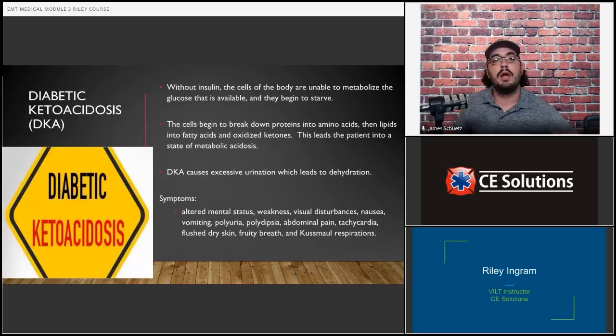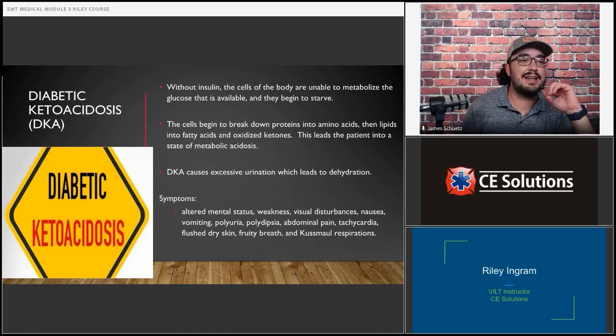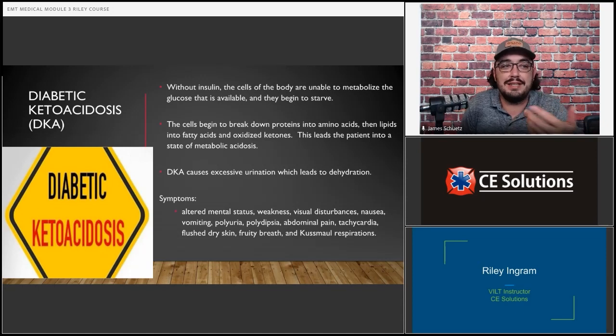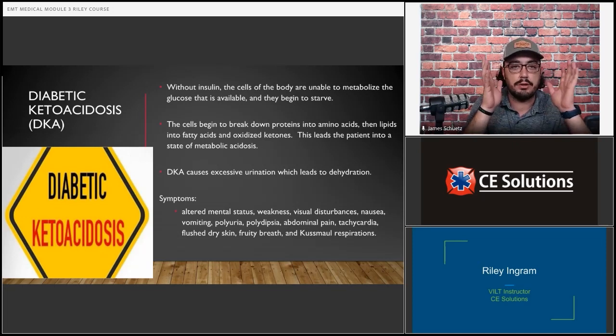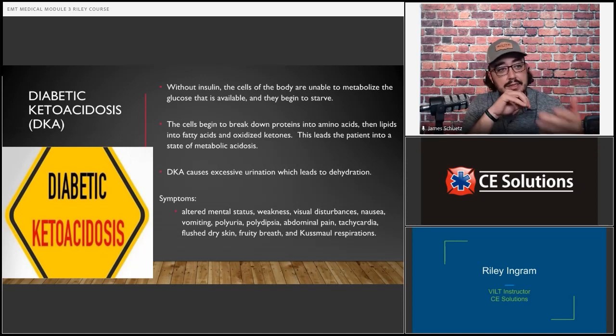All right, so DKA. This is the extreme end. And there's actually more than that. You've got HHNK, which is even higher than DKA, but that's for another day. So DKA, without insulin, the cells of the body are unable to metabolize the glucose that is available, and they begin to starve. Okay, so the cells are going to break down the proteins into amino acids, then lipids into fatty acids, and oxidize ketones. Ketones is never a good word, right? It's usually always associated with something's not working right or not happening right in the body. And so now there are ketones, right? When you hear ketones, red flag, okay? This leads the patient to a state of metabolic acidosis.